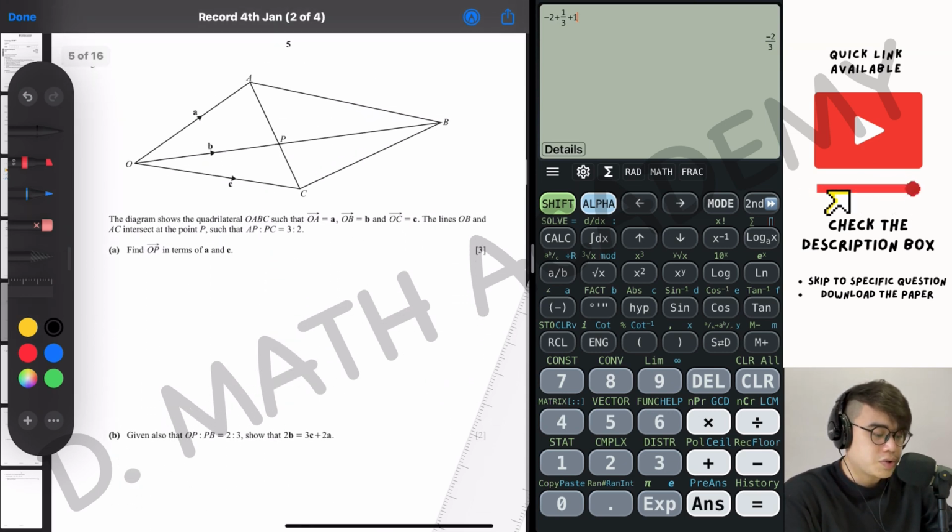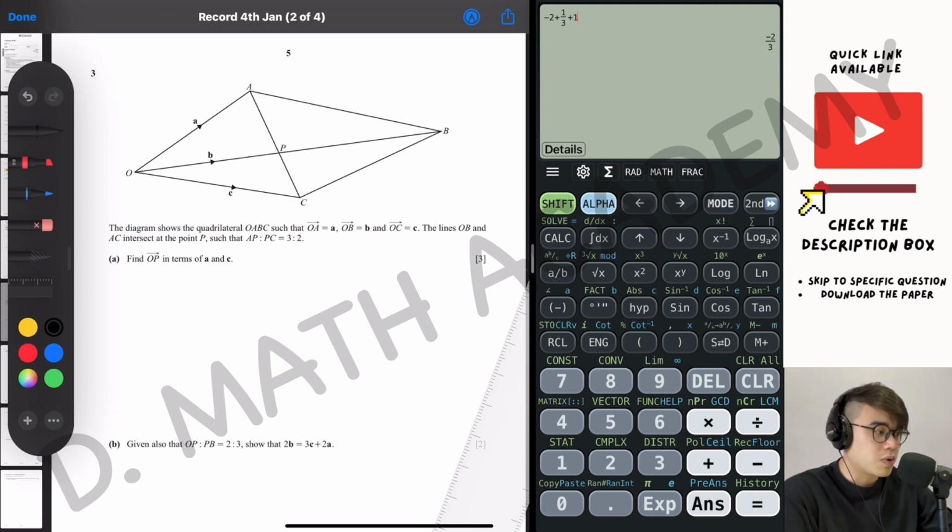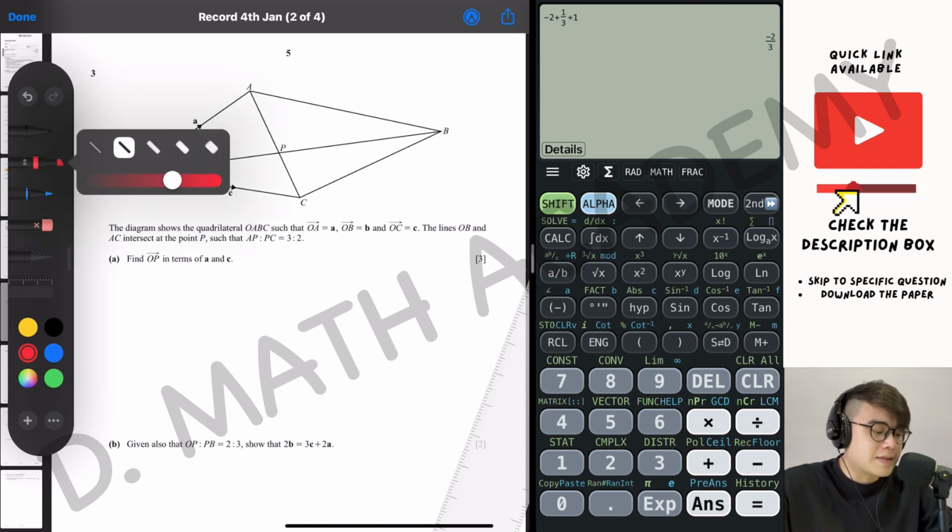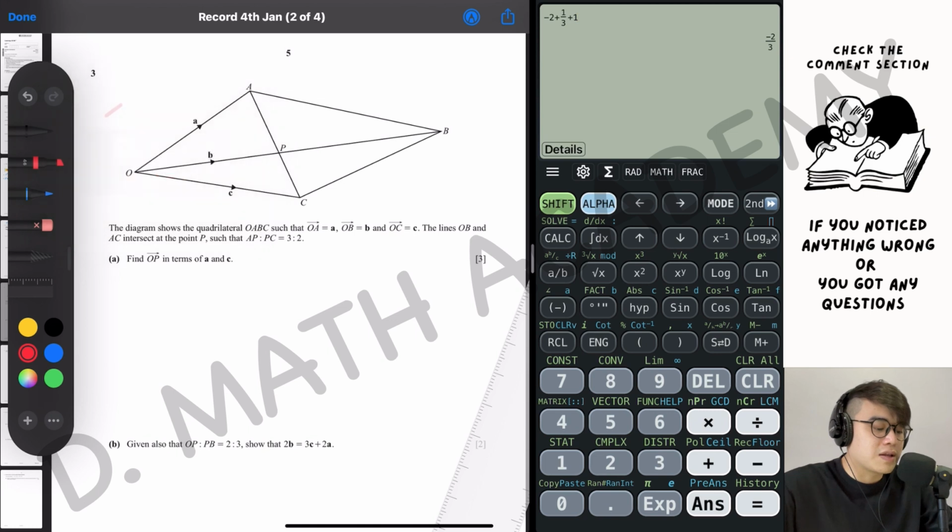Moving on to question 3 here. What they wanted us to do was to solve this vector question. First one was to identify our OP in terms of A and C. But I have a particular habit, which is to always handle the extra values that they gave us here first, prior to the calculation. The question specifically mentioned that AP and PC is in a ratio of 3 to 2.